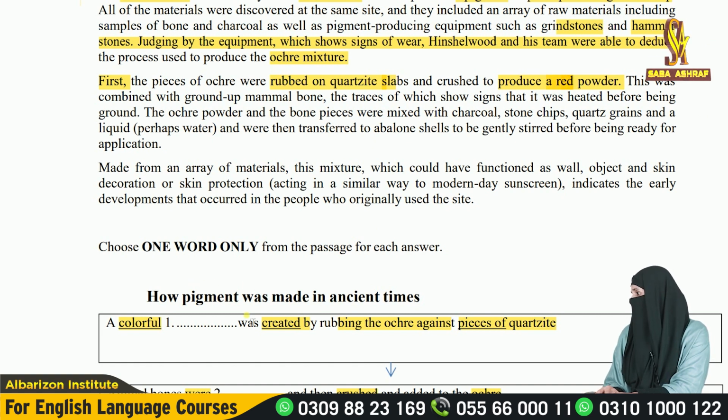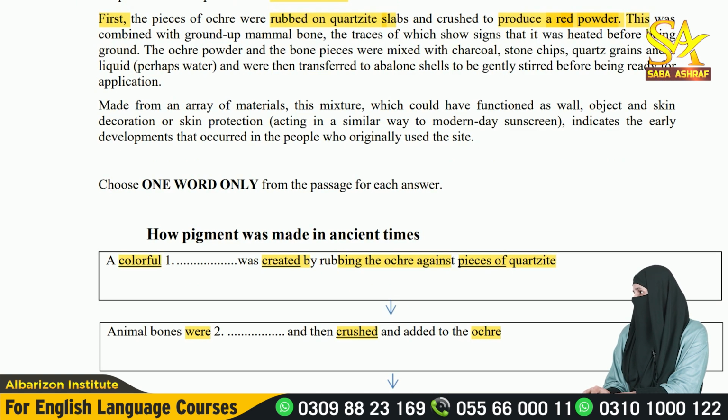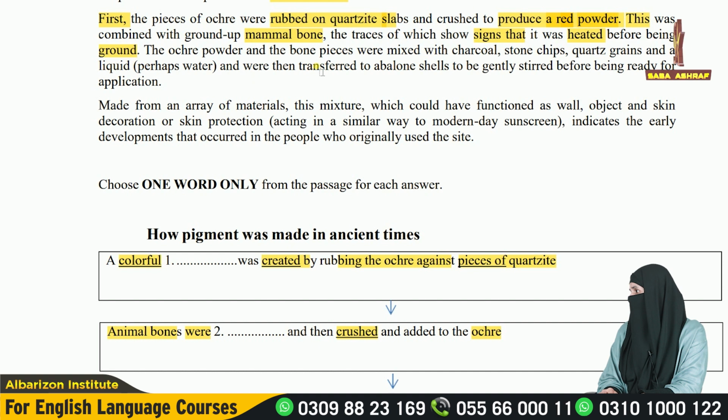A colorful dash was created by rubbing the ochre against pieces of quartzite. Powder is the right answer. This was combined with ground up mammal bones, the traces of which show signs that it was heated before being ground. Okay, let's read the second question carefully, then find the answer. Animal bones were dash and then crushed and added to the ochre. Okay, let's read again. This was combined with ground up mammal bones, the traces of which show signs that it was heated before being ground.